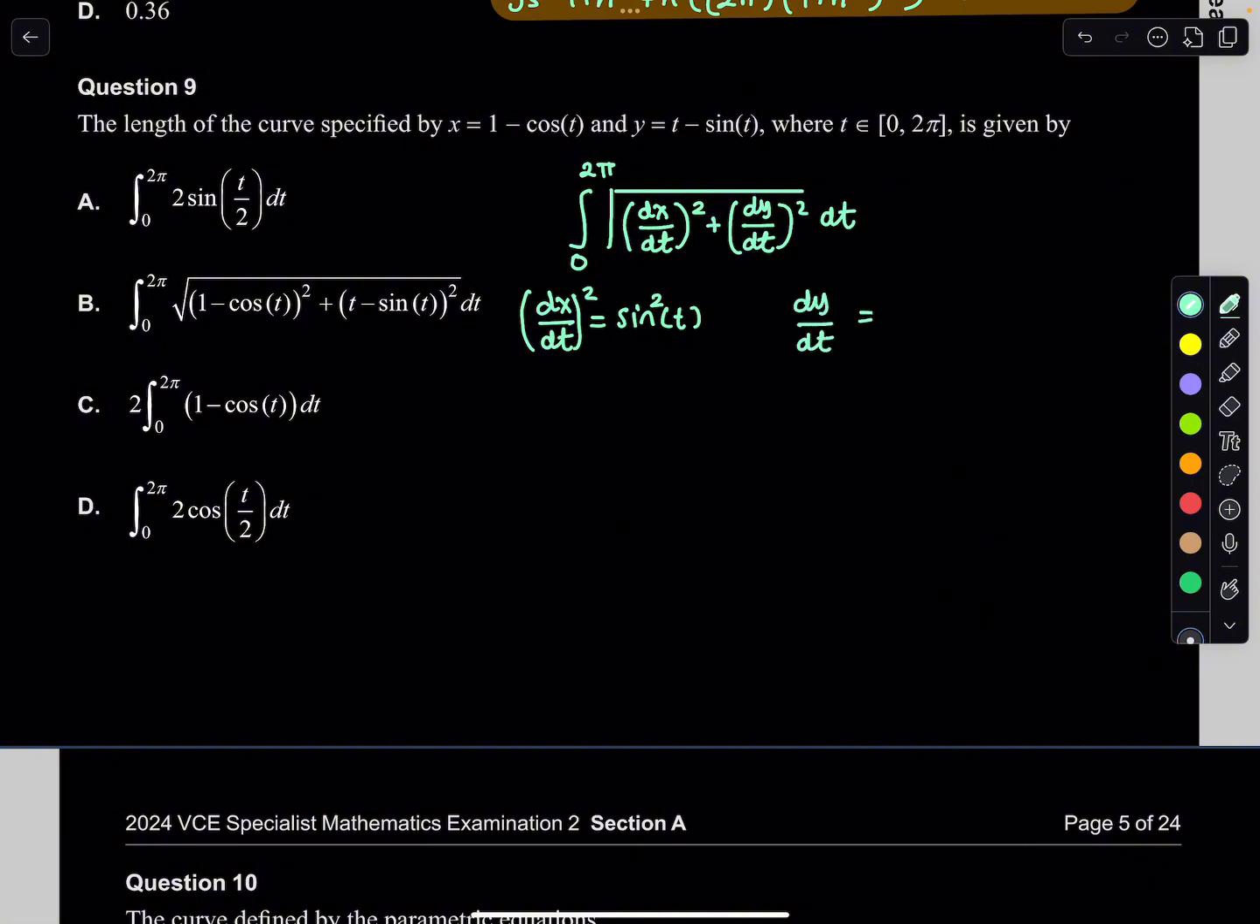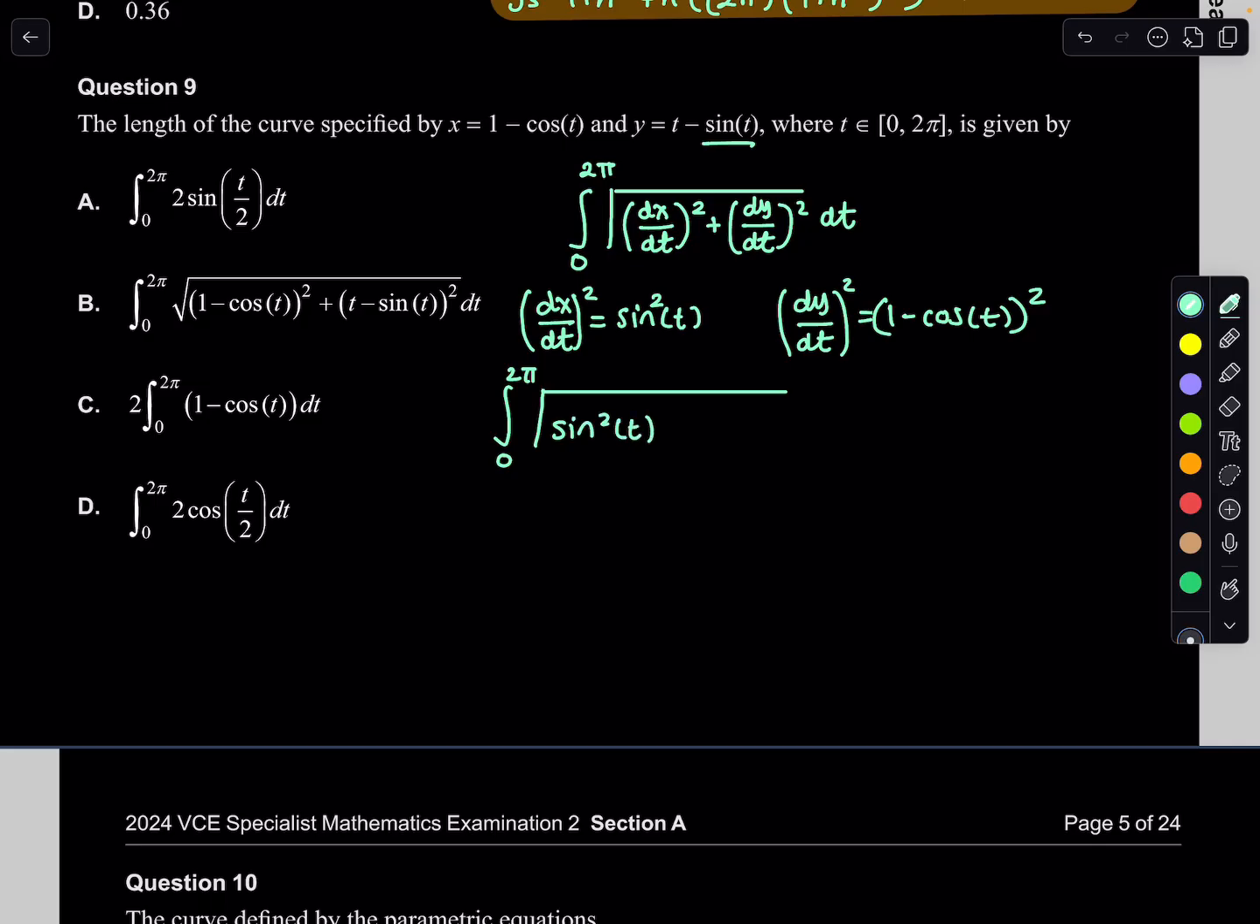So dy dt is when you're deriving this. So of course, you derive t is 1. And when you derive sine, it's cos, so it'll be negative cos t. And of course, you're squaring it, which means you're squaring this whole thing. Beautifully. So 0, 2 pi, square root, and now you add those up.